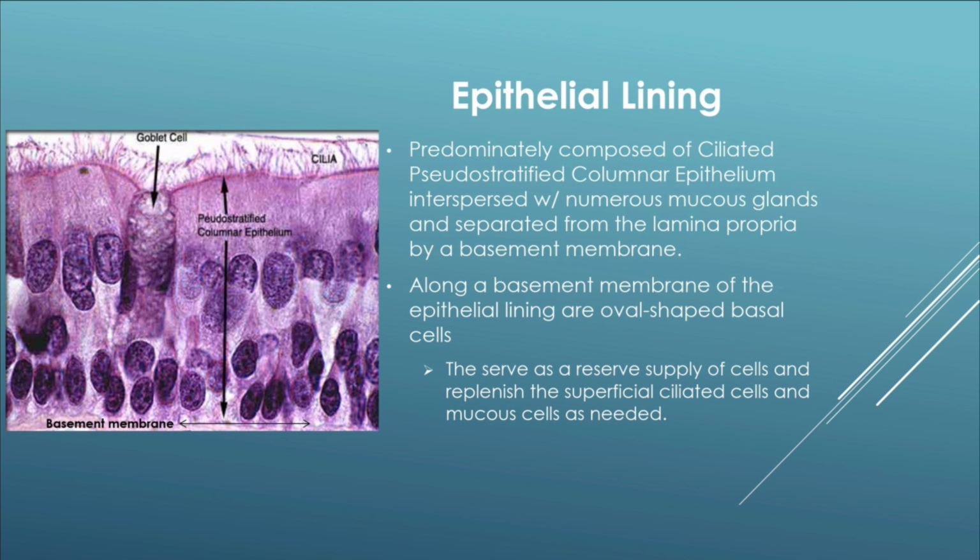So first we're going to talk about the epithelial lining. This is predominantly composed of ciliated pseudostratified columnar epithelium, and it's interspersed with numerous mucus glands and separated from the lamina propria by the basement membrane. As you can see in the picture on your left, you can see the goblet cells, and towards the bottom you see the basement membrane like we discussed. Along the basement membrane of the epithelial lining, you're going to notice the oval-shaped basal cells, and these serve as a reserve supply of cells and replenish the superficial ciliated cells and the mucous cells as needed.